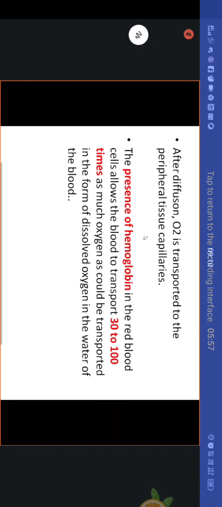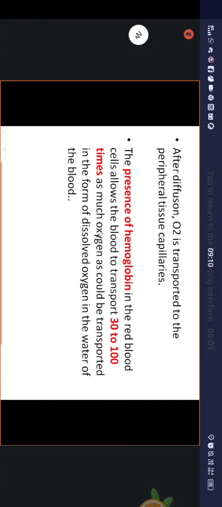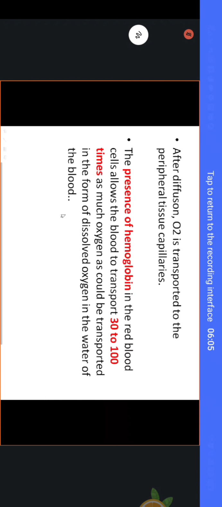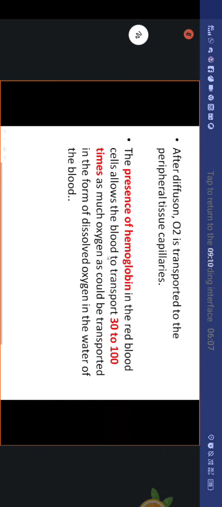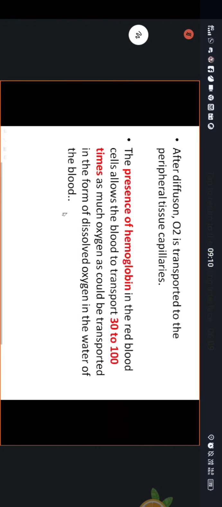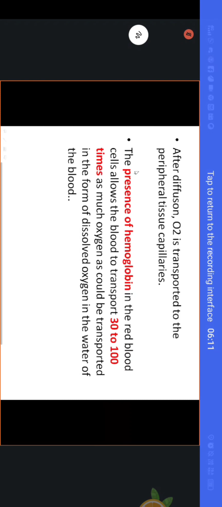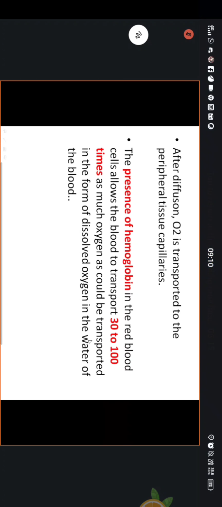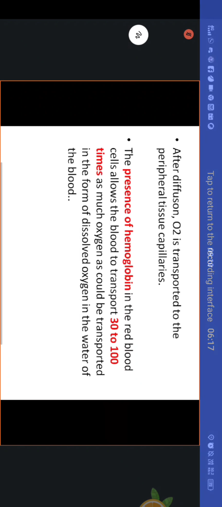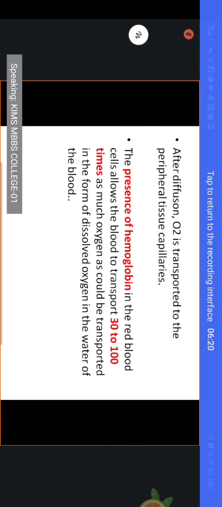So for oxygen transport, there are different methods. It can be transported in dissolved form in water or blood, or with the help of hemoglobin. Compared among these, the presence of hemoglobin accounts for about 30 to 100 times more oxygen transport.